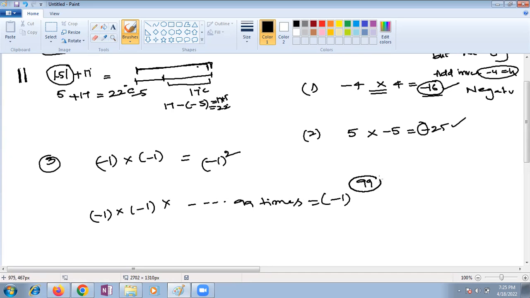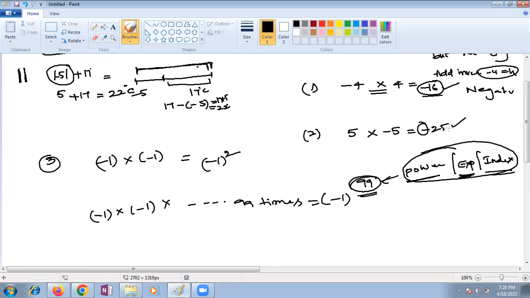This power, children, we can call it power, exponent, or index also. These are the different names. We have different names at home too: Mommy calls one name, school enrolls you with one name, and friends call you by pet names. Like that, the exponential form has different names. Power, exponent, or index. These are the three names for exponential form.